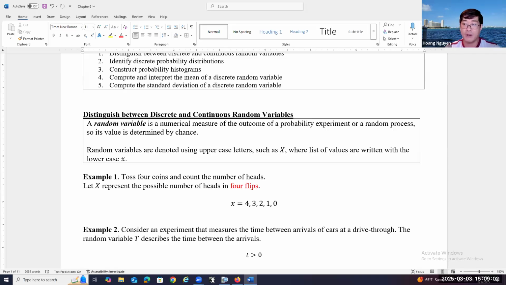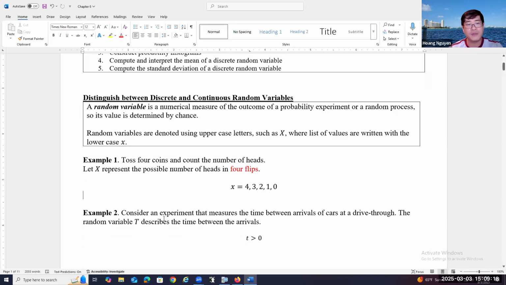We don't know exactly when the next call is going to arrive, but we know it's going to be from now until, I don't know, forever. So that's going to be some number more than 0. So that's going to be another random variable.